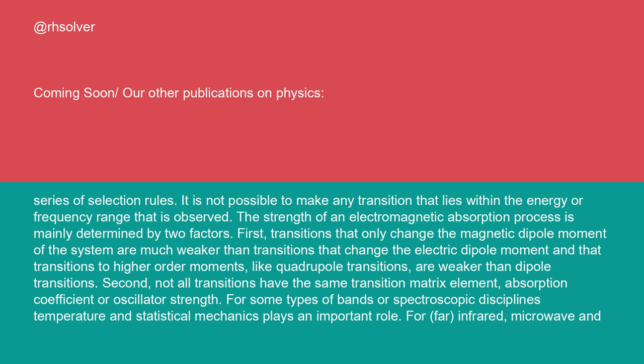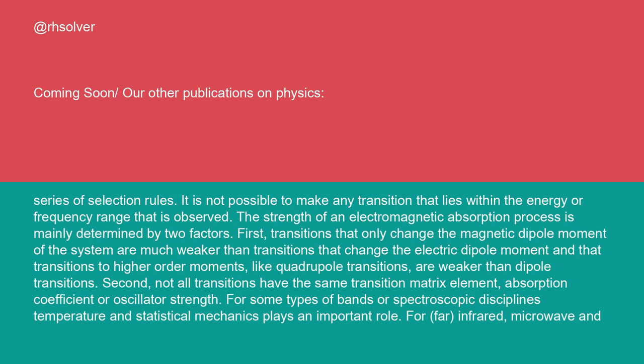The strength of an electromagnetic absorption process is mainly determined by two factors. First, transitions that only change the magnetic dipole moment of the system are much weaker than transitions that change the electric dipole moment, and transitions to higher order moments, like quadrupole transitions, are weaker than dipole transitions. Second, not all transitions have the same transition matrix element, absorption coefficient, or oscillator strength.